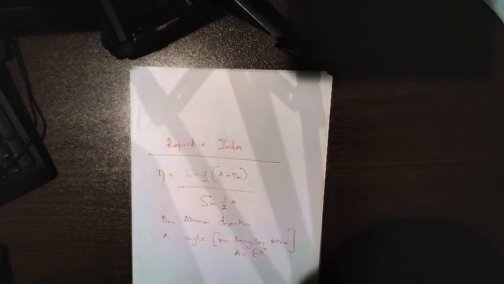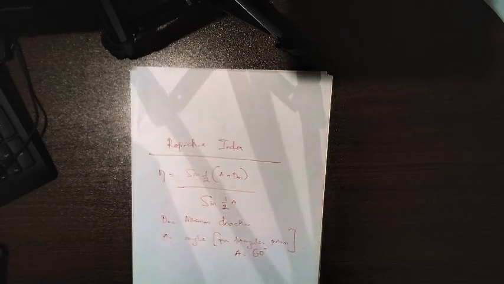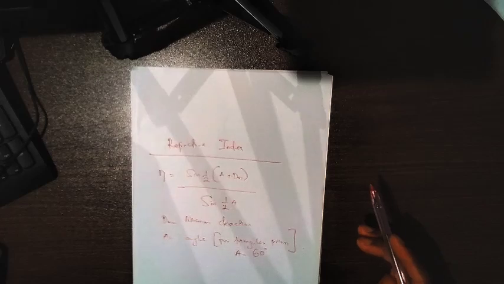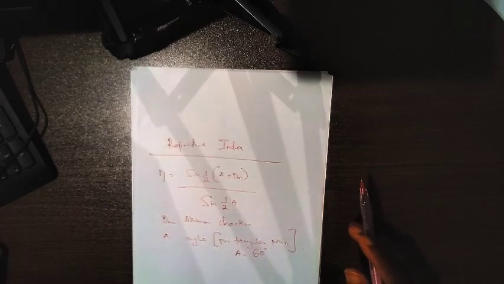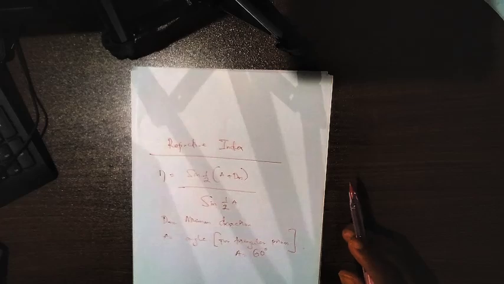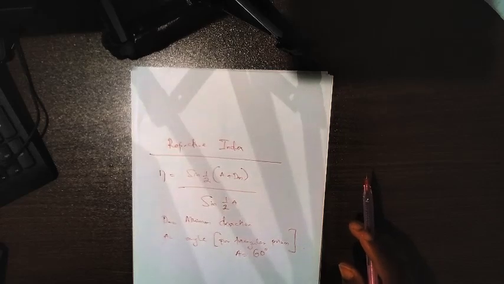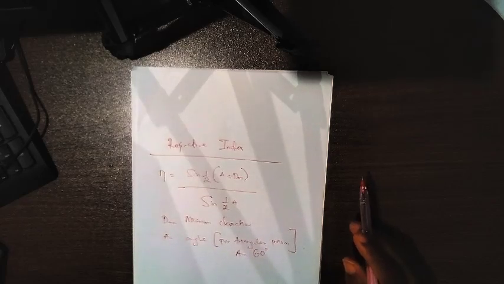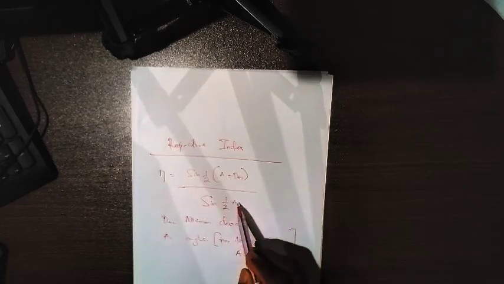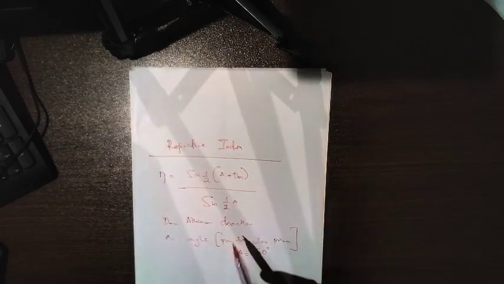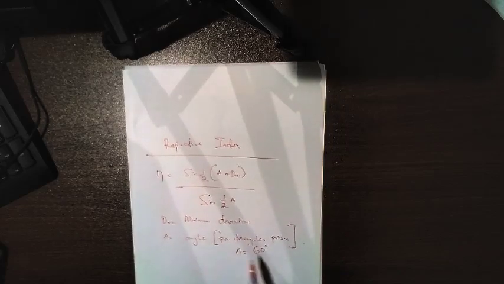So guys, from the last practical session that we discussed, I told us what the refractive index was. The refractive index of any material just tells us how light slows when it encounters a medium. But in this case, we are talking about a triangular glass prism. For a triangular glass prism, the refractive index is eta equals sine half of (A plus dm) all over sine half A, where dm is the minimum deviation and A is the angle of the prism.